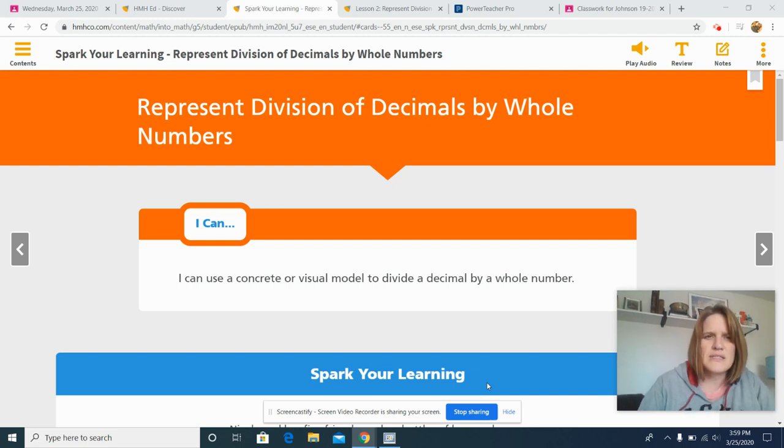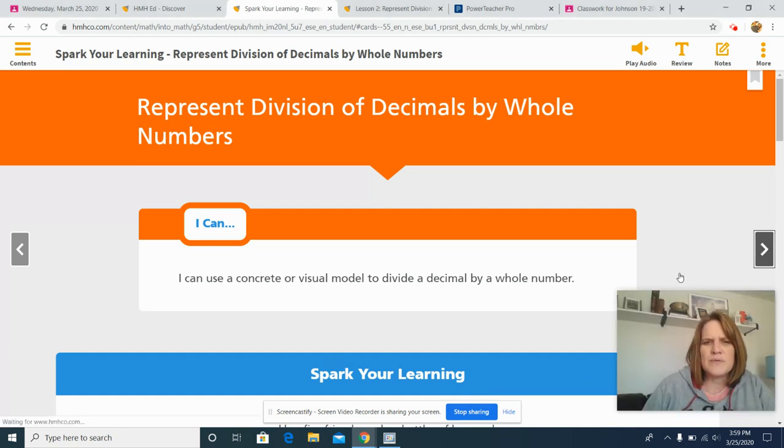Hi guys, so this is our lesson for 17.2, represent division of decimals by whole numbers. So I can use a concrete or visual model to divide a decimal by a whole number. What we're going to be doing is taking a part and a whole and dividing it by a whole, so putting it into groups. We're dividing it amongst groups.